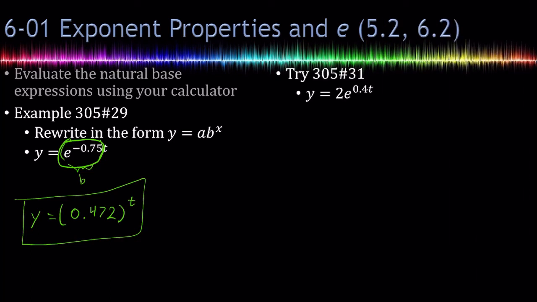Why don't you try number 31? The answer is y equals 2 times 1.492 to the t. No, you cannot multiply these, because that has the exponent t. The 2 does not, so you cannot combine them because they're not like terms.